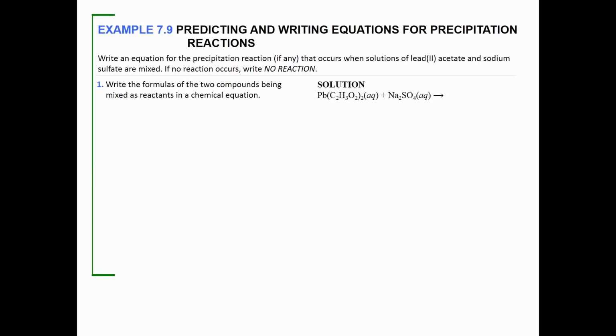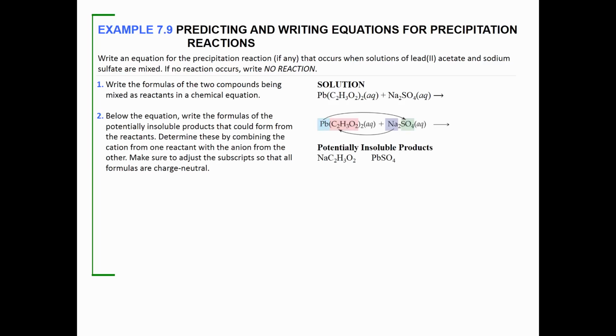We're next going to see what we get when we switch places. Now would be a good time to pause and see if you can do that, and then I'll show you what we get. Okay, so here's what we get when we switch places. So we have lead go with sulfate, sodium go with acetate.